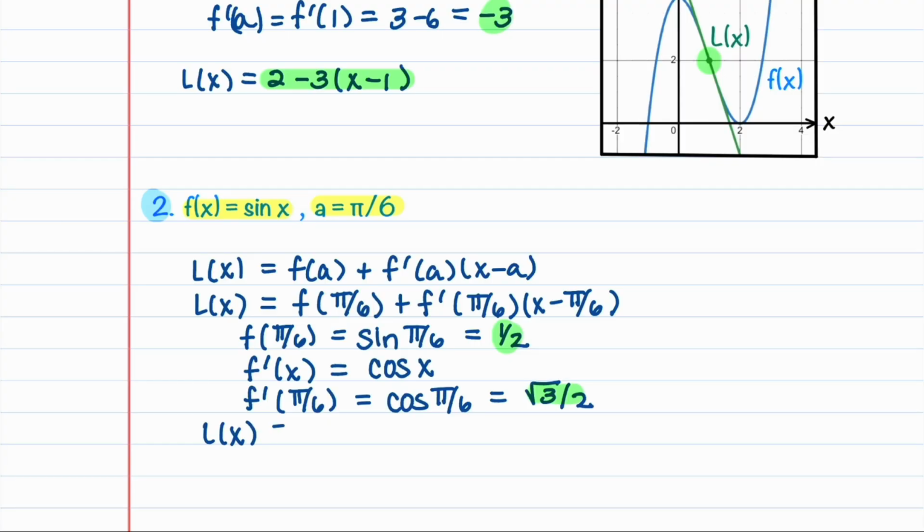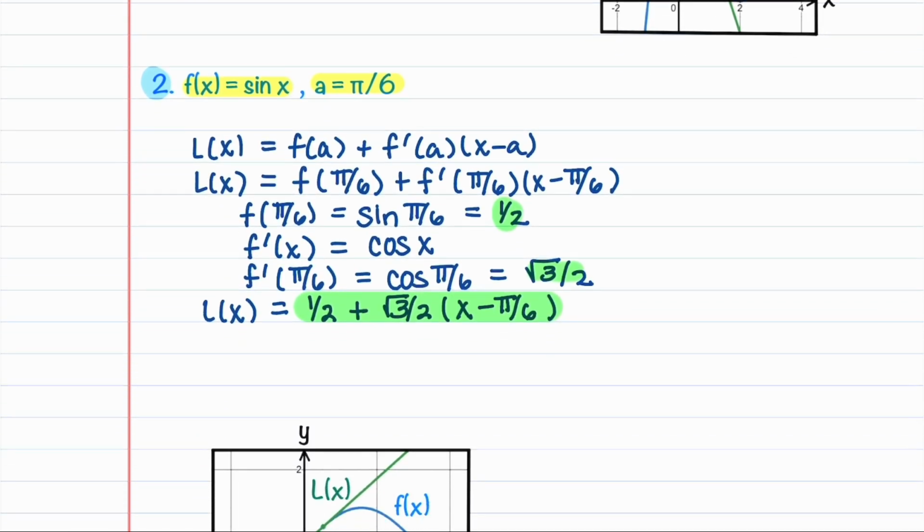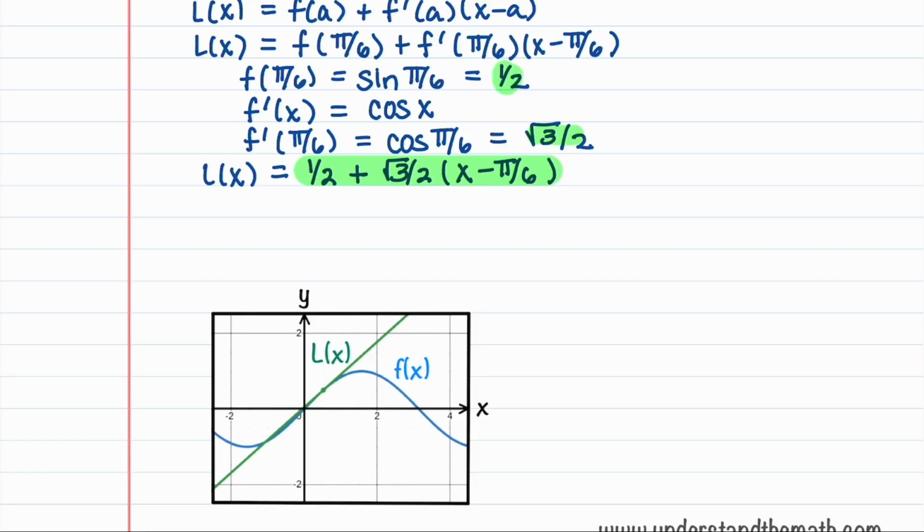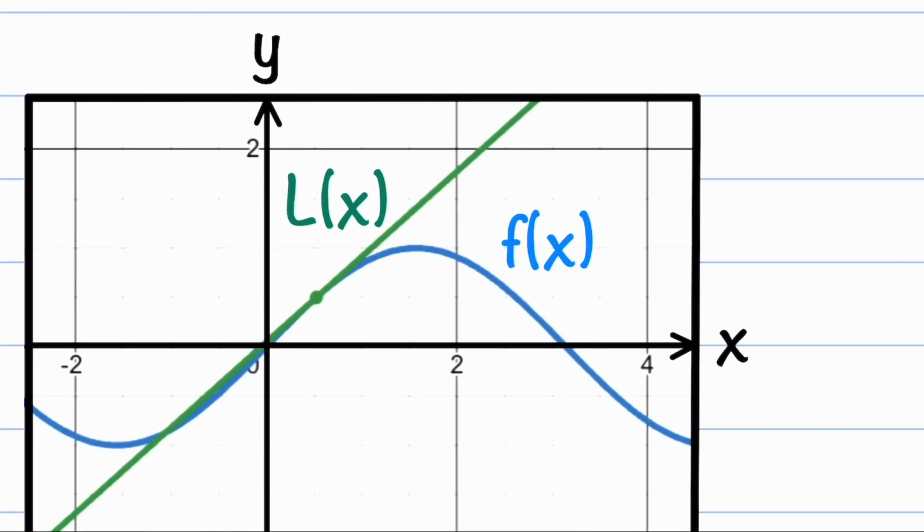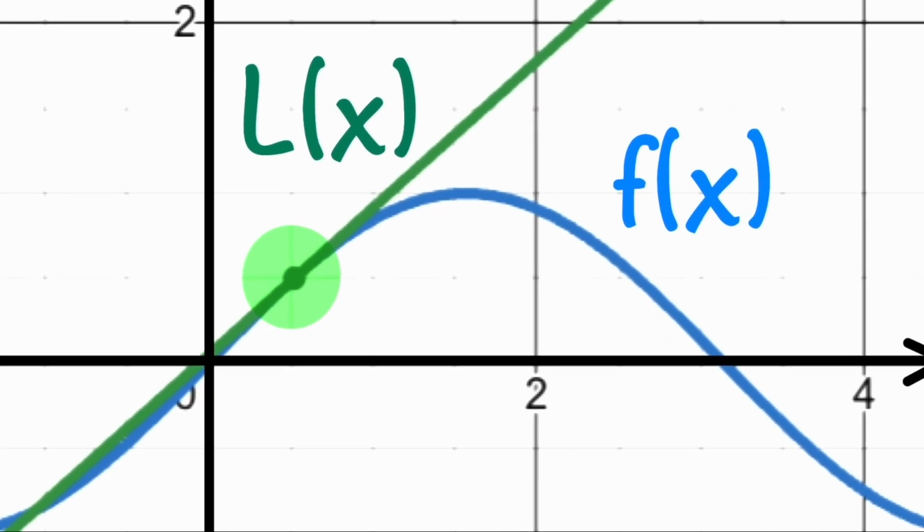L of x is f at pi over 6, which is 1/2, plus the derivative at pi over 6, which is root 3 over 2, times x minus a, which is just x minus pi over 6. And that's our linearization. I again went ahead and graphed f of x and L of x. And if we zoom in here, you can see that when x is pi over 6, that's this point right here, L of x and f of x are very close to the same value.